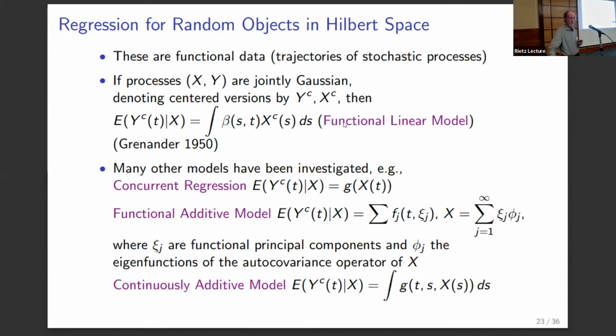The first such model is the functional linear model, which is implicit, not explicit, in Grenander 1950 already. If you take X, Y to be jointly Gaussian, you find that E[Y given X], mean-centered, is just a linear model with a so-called parameter function beta(s,t). In the meantime, many other models have been investigated: concurrent, several versions of additive models, etc. This field of functional regression is very, very well developed, to the point that there are not that many new models coming up these days.